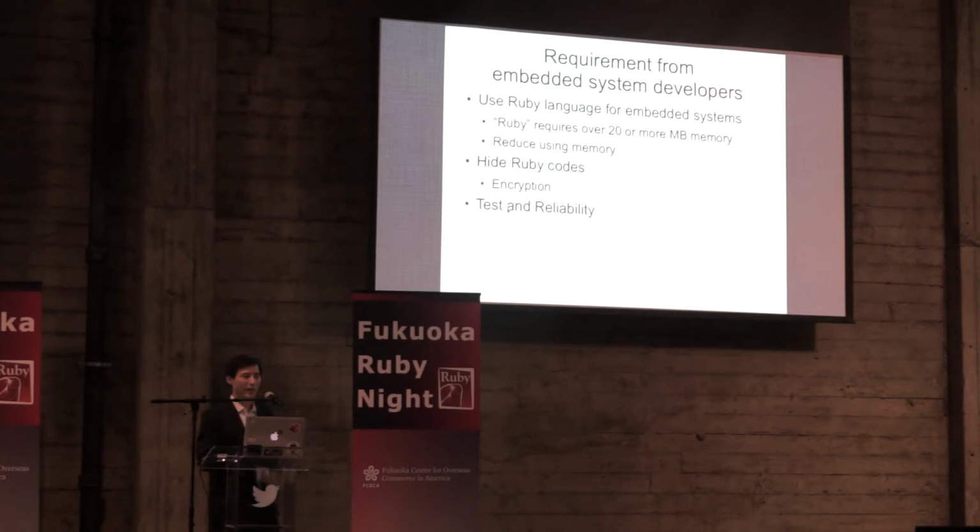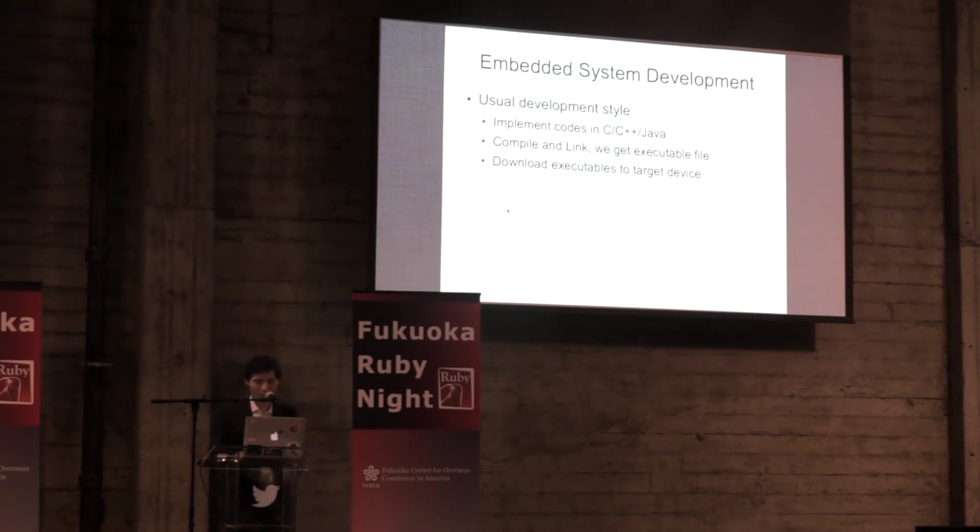But in embedded systems, in some products, you want to hide the source code, or some intellectual property should be hidden. Hiding is an important point. So an encryption feature or some method is required.